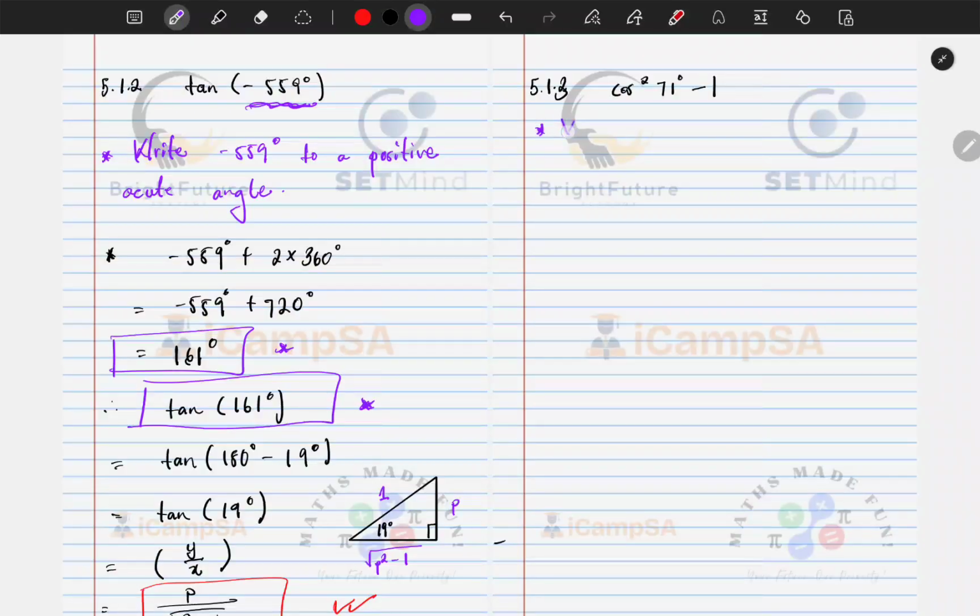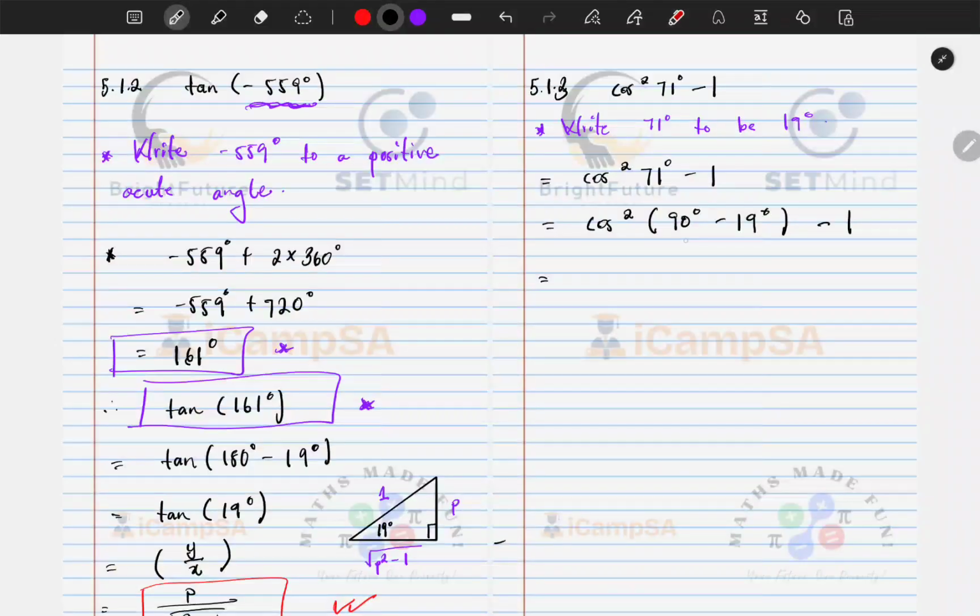So we can just write 71 degrees to be 19 degrees. Obviously there are alternative ways in which we can solve that, and I'm happy to take you through those ways. So now it's going to be your cos squared of, the way in which you can write 71 is going to be 90 degrees minus 19, minus 1.